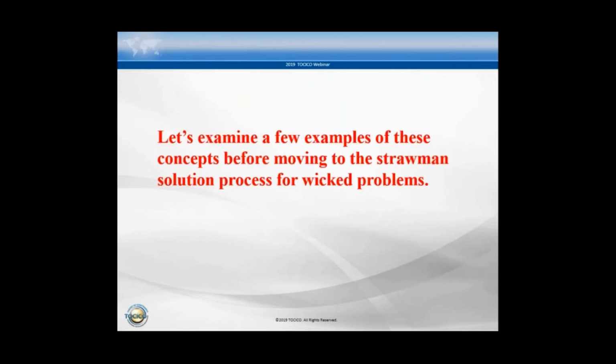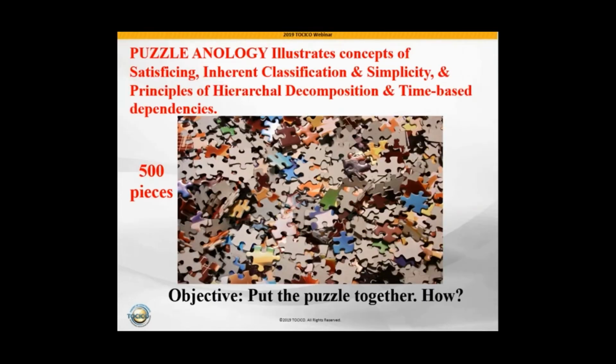Let's examine a few examples of how we put all these pieces together to solve a wicked problem. I'll use the puzzle analogy, and I really think this is appropriate in TOC. In TOC, we're trying to put a puzzle together on how to improve an organization. We see a bunch of pieces like that. How do we approach those pieces to provide an effective solution? Here, our objective is to put this 500-piece puzzle together, but how do we do it? I'll use the concepts of satisficing, inherent classification, and simplicity, and so forth.